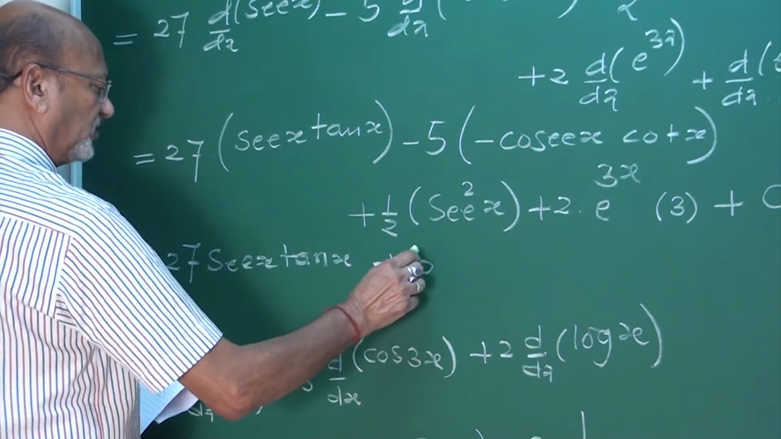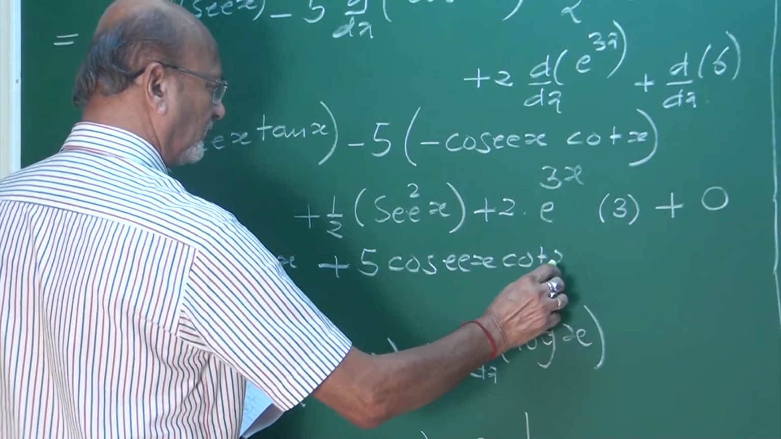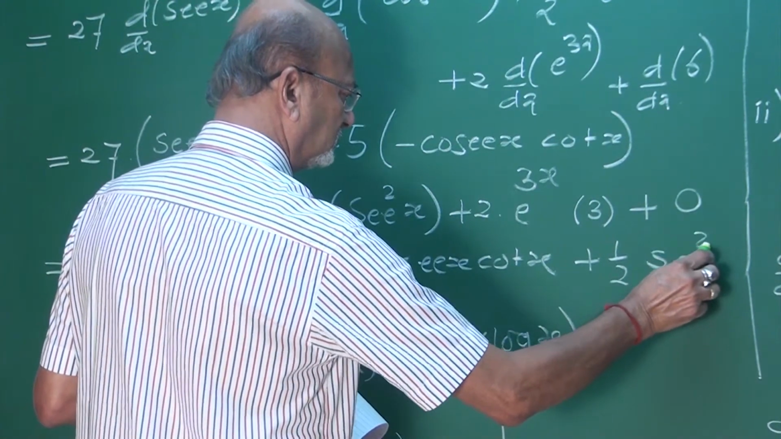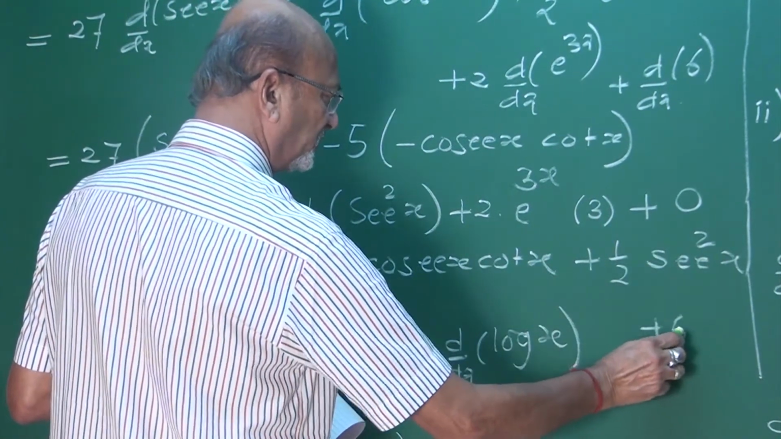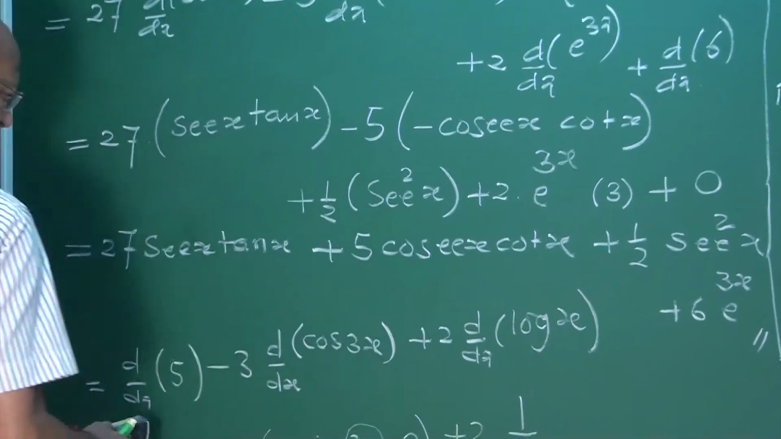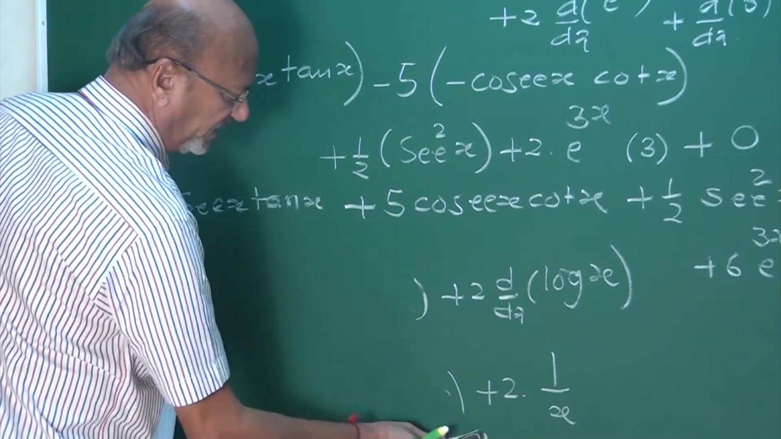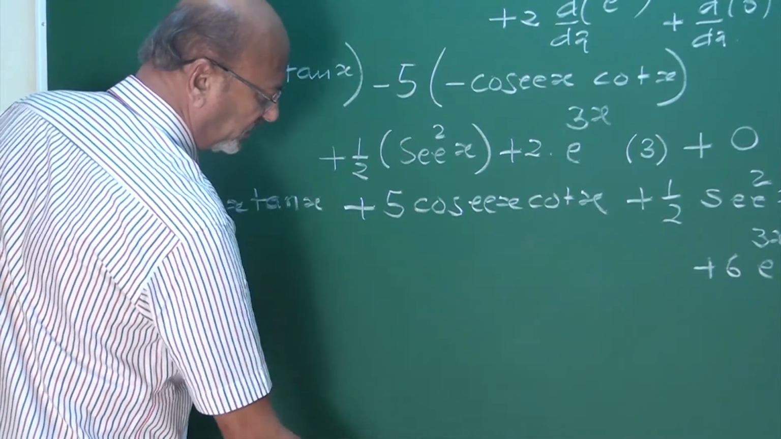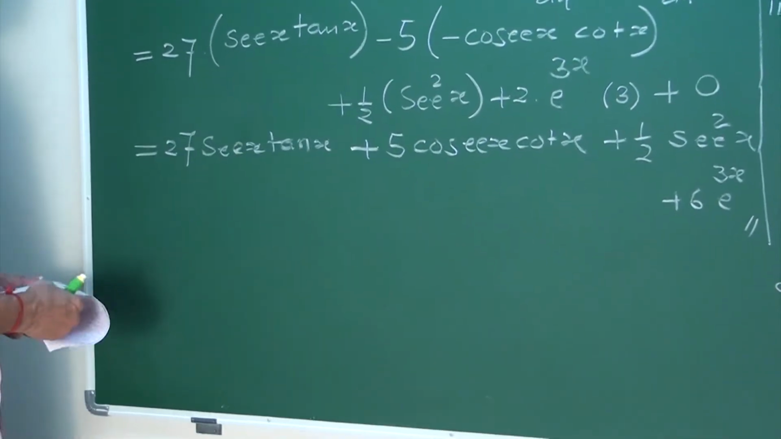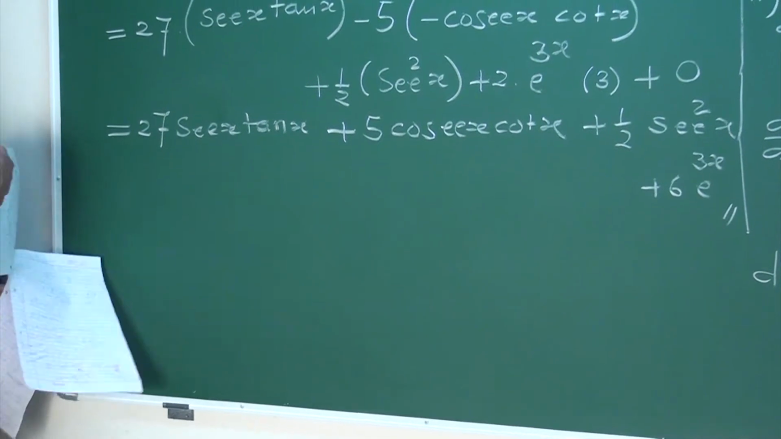Minus of minus plus 5 cosec into cot. This is half sec square x. 2 into 3 is plus 6 e to the power 3x. That is 0. Yes, my friends. So, first I have applied that rule. Plus is plus, minus is minus. If any constant coefficient k is there, you take that k outside. Yes, my friends. I do another one or two based on this.